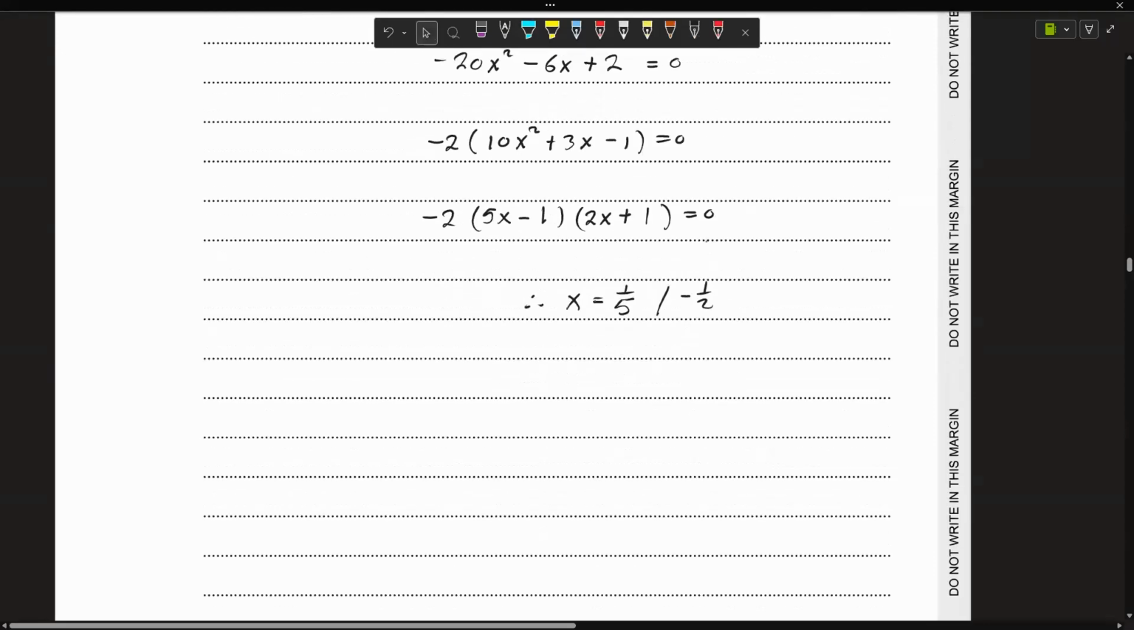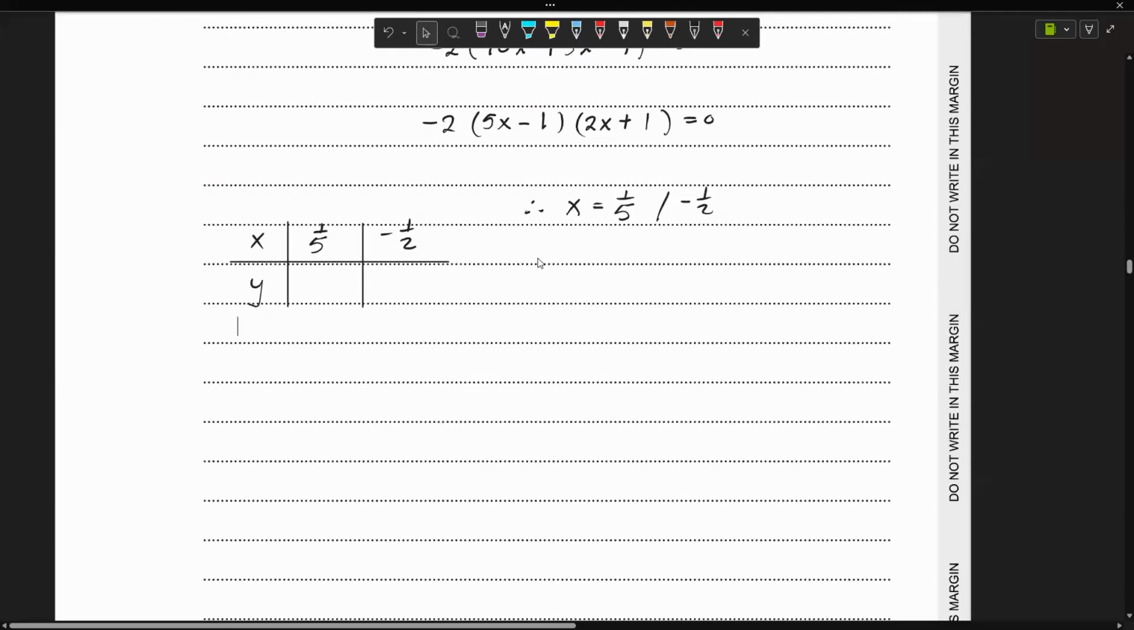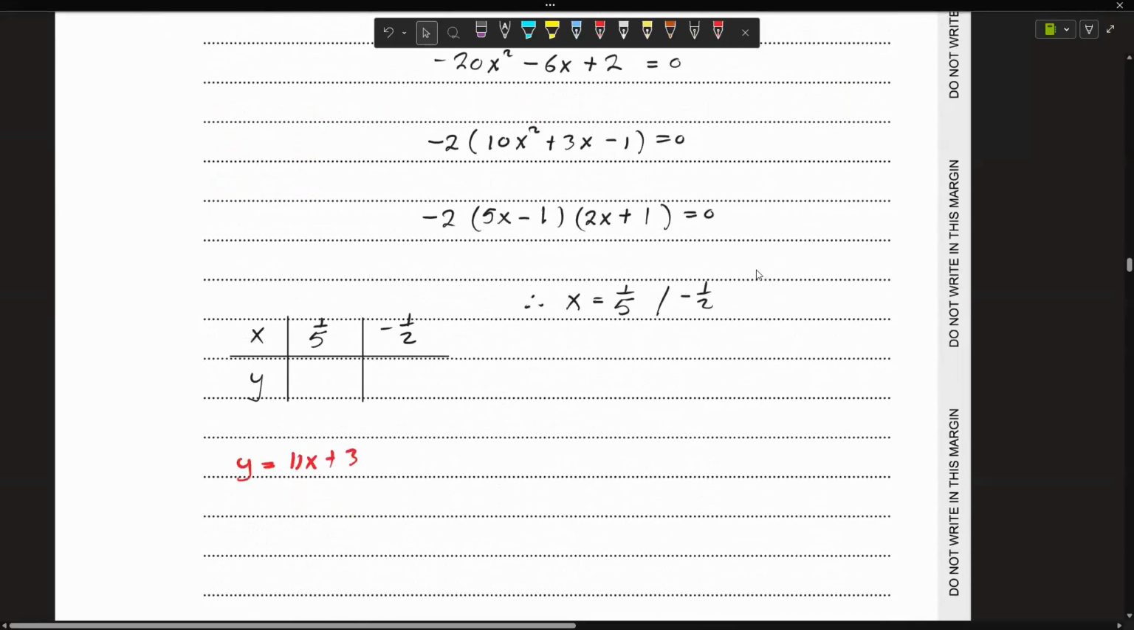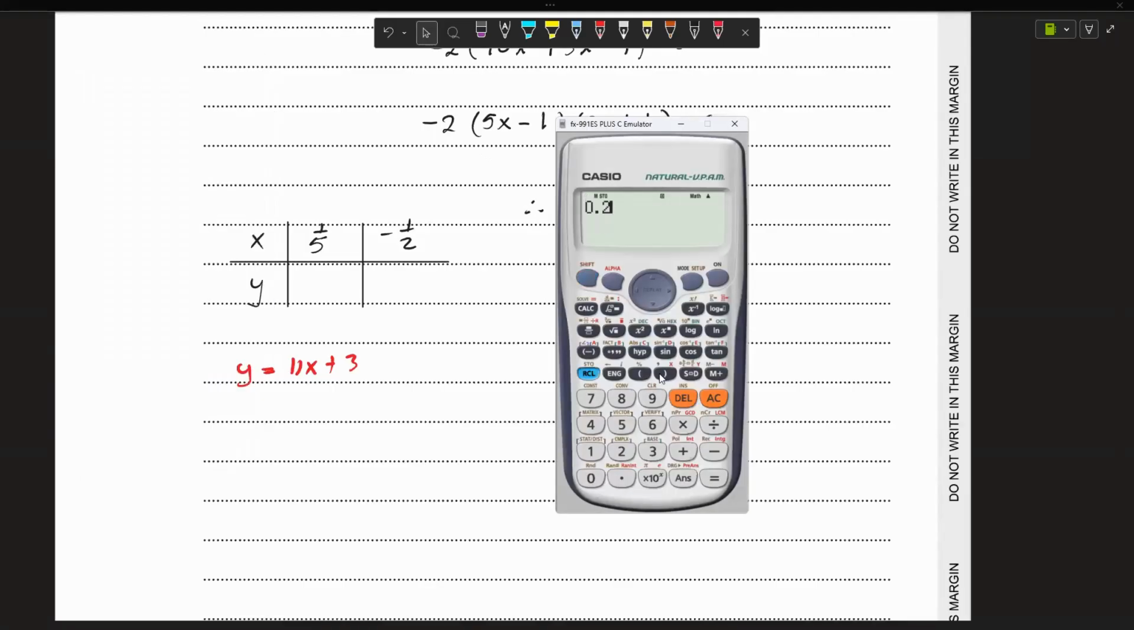All right, so I like to make a little table of values. When x has a value of a fifth and when x has a value of negative a half, then what is y? So we're going to make use of one of the equations. Let's use y is equal to 11x plus 3. So a fifth is like 0.2. I'll store that into x.